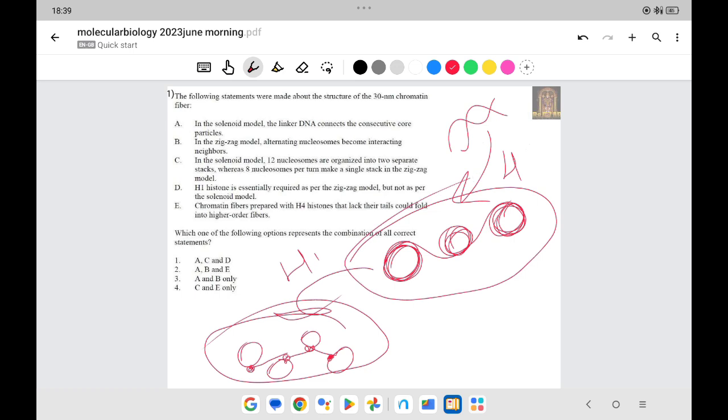And the next one is the solenoidal model, where those are the histone cores. This is the H1 protein, and those are the linker DNA, which are linked like this. And the DNA also stays wrapped around like this.